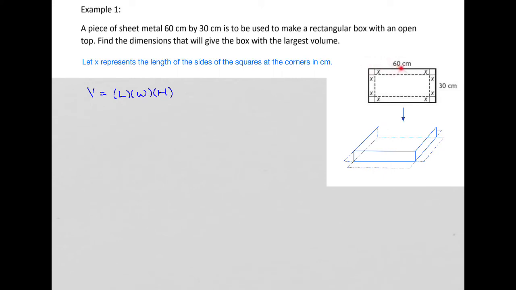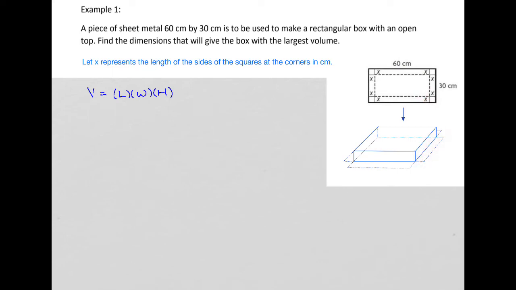Originally, our length is 60 centimeters, but since we have to make a box, we have to cut out the corners. That means I cut out x centimeters here, x centimeters here. So now the new length will become 60 minus 2x. Same thing again. The width originally is 30 centimeters, but I have to cut out the x here, I have to cut out the x here. So now the new width will be 30 minus 2x.